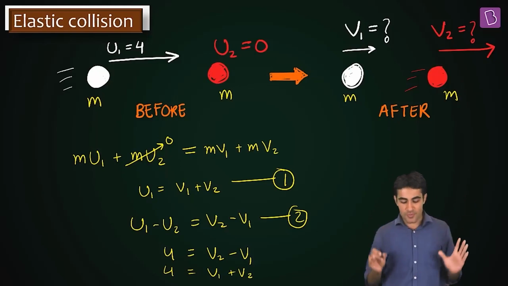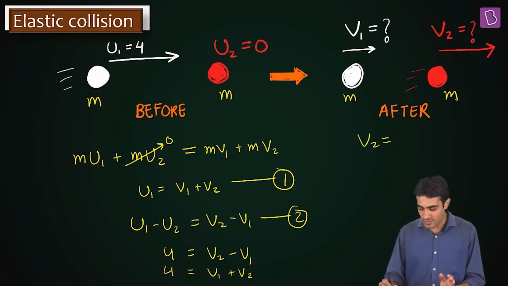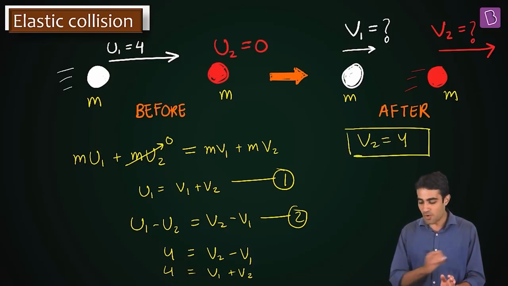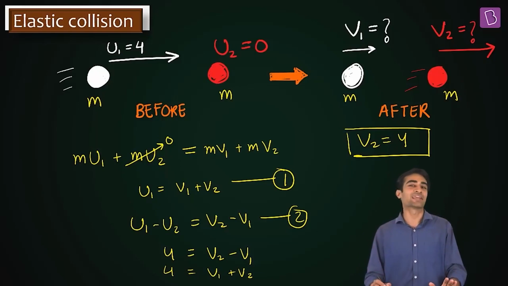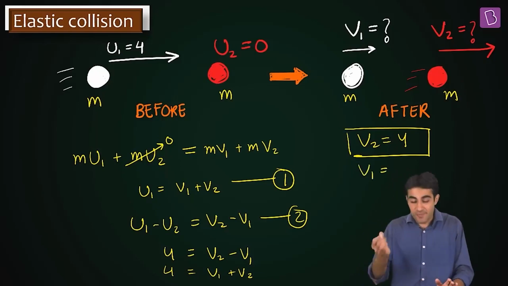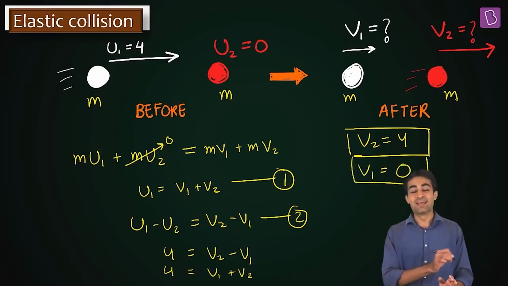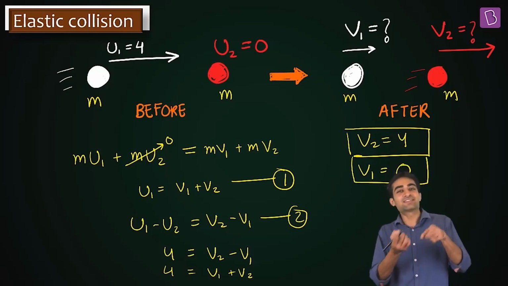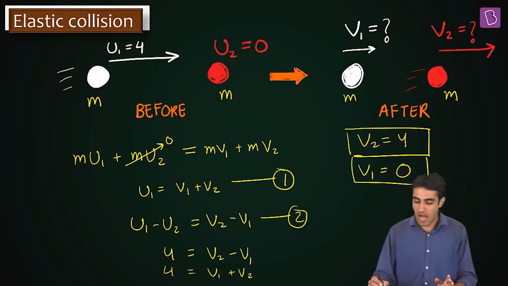Now what we will do, we will add these two equations and we get v2 is equal to 4. This is what we get after we add the equations and divide by 2. Okay, so v2 is equal to 4. And what about v1? Well, v1 comes out to be 0. This means the velocities get interchanged. Earlier the white ball was moving with 4. Now finally the red ball is moving with 4 meter per second.